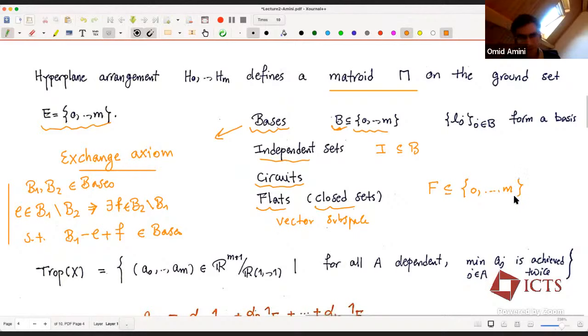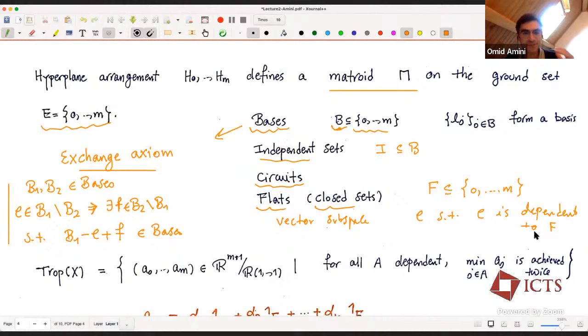Every time you get an element E such that E is dependent to F, you have to say what this means, but it's not difficult. E dependent to F means that the maximum independent set you can find in E union F has the same size as the maximum independent set you can find in F. So every time you have an E which is dependent to F, then actually this E belongs to F already.